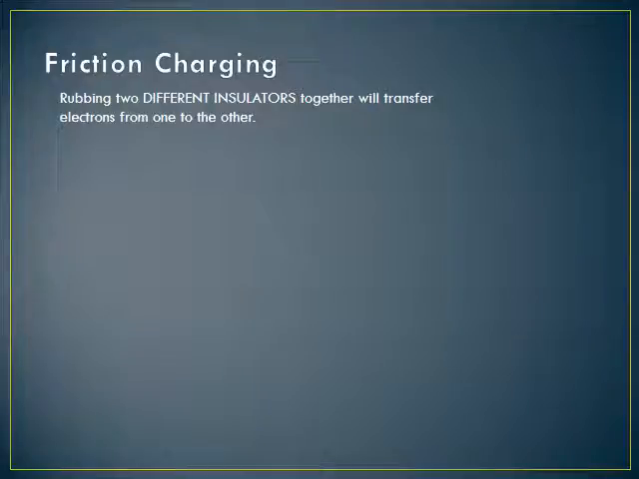So as far as getting those charged objects in the first place, there are 3 main types of charging: friction, contact, and induction charging. Friction charging occurs when you rub 2 different insulators together, and it transfers electrons from one to the other. You're all probably familiar with friction charging, right? When you rub your feet on the carpet or rub a balloon on your hair, those are all examples of friction charging.